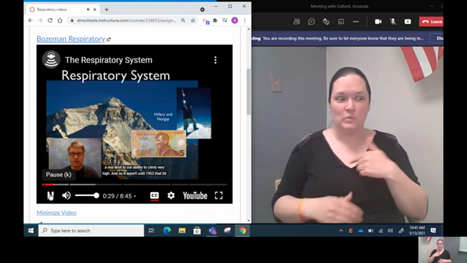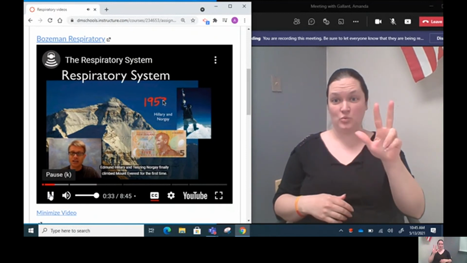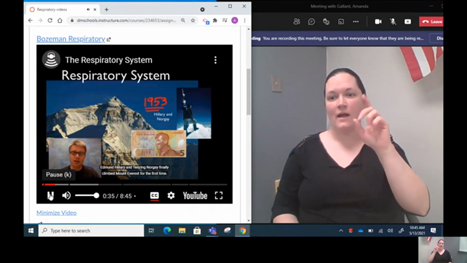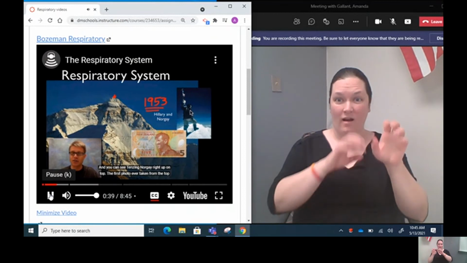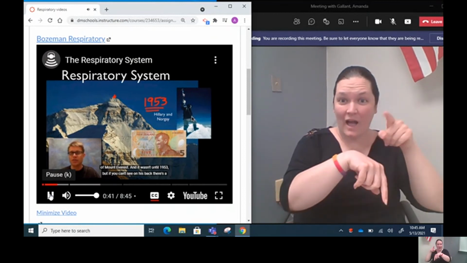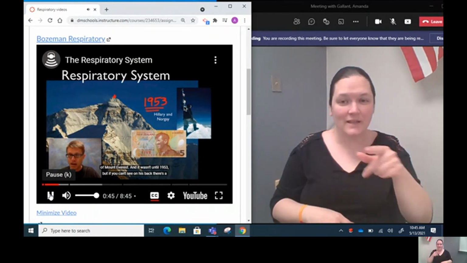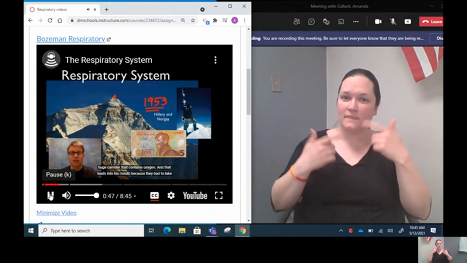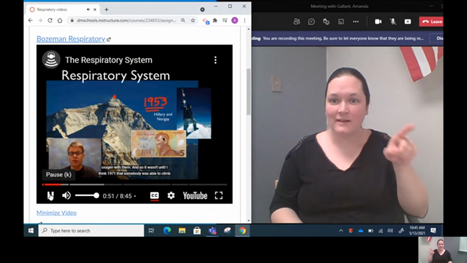And so it wasn't until 1953 that Sir Edmund Hillary and Tenzing Norgay finally climbed Mount Everest for the first time. And you can see Tenzing Norgay right up on top, the first photo ever taken from the top of Mount Everest. If you can't see on his back, there's a huge canister that contains oxygen, and that leads into his mouth because they had to take oxygen with them.